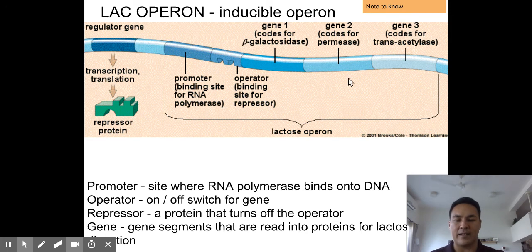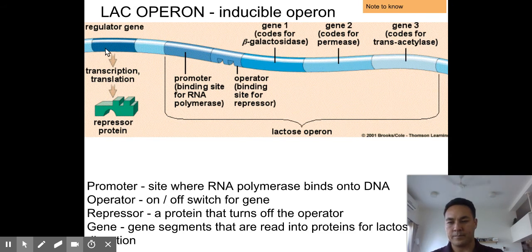An operon is a set of genes that are going to code for something. In this instance, these genes, beta-galactosidase, permease, and transacetylase, code for the intake and digestion of lactose. So this is a bacteria, this is E. coli, and it's going to take the lactose around it and digest it.